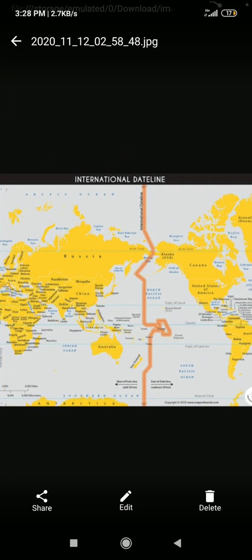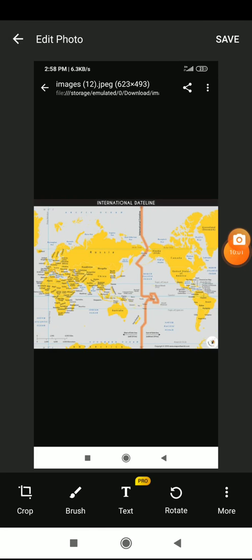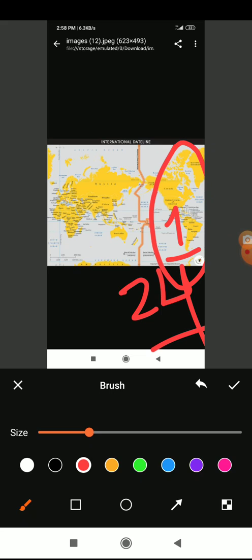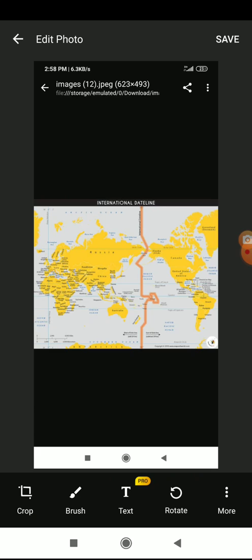See here, you can see the example. This is an international date line. Whatever countries are on this eastern side, they are one day, meaning 24 hours, ahead of these countries. Understood? Like this, it is very important to understand the international date line.